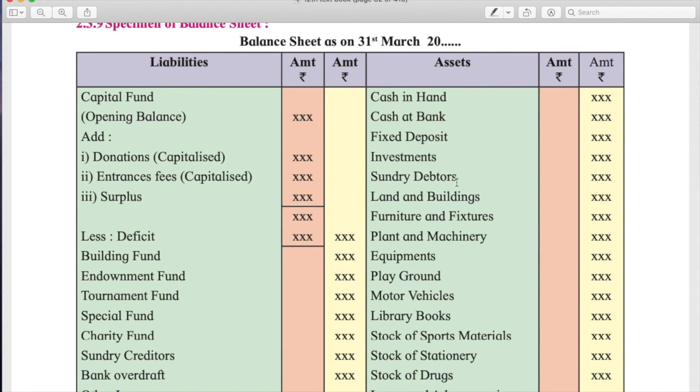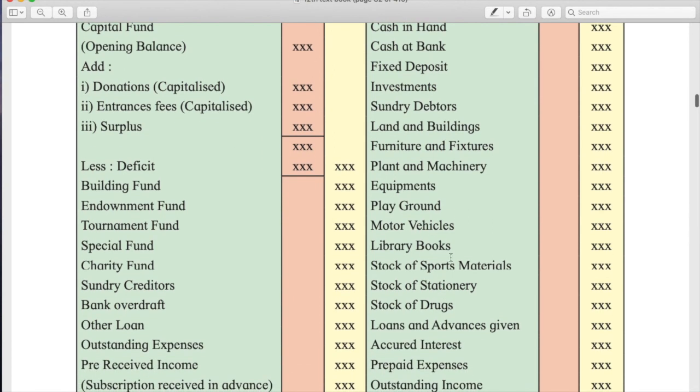Now sundry debtor is a personal account. Okay. Then land building, furniture and fixture, plant and machinery, equipments, playground, motor vehicles, library books. Now you can see over here library books as an example, because it is a non-trading organization, right? So according to the question, some of the assets will change. Like if the question is related to hospital, then you will see over here hospital equipments or surgical equipments. If it is related to schools, then you will see the library books or laboratory equipments. So the different assets will be asked in the question as per the association.